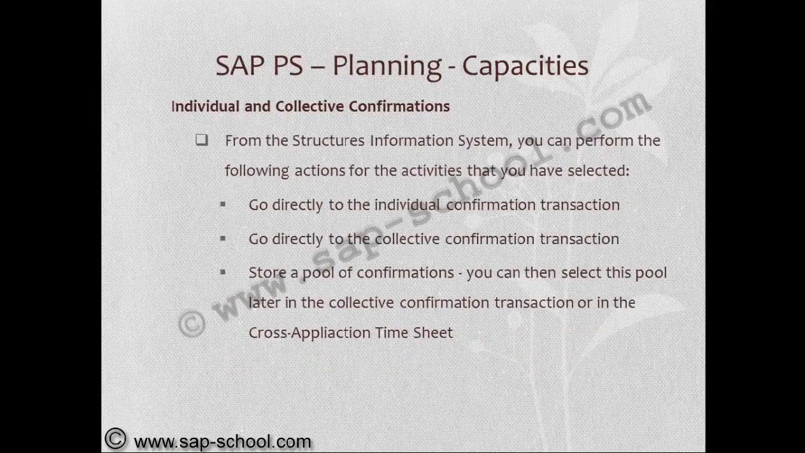From the structure information system, we can perform the following actions for the activities that we have selected. Go directly to the individual confirmation transaction, go directly to the collective confirmation transaction, store a pool of confirmations. You can then select the pool later in the collective confirmation transaction or in the cross application timesheet.